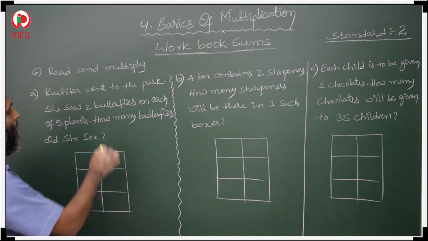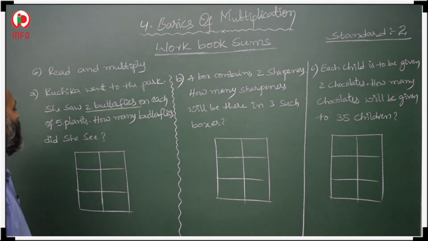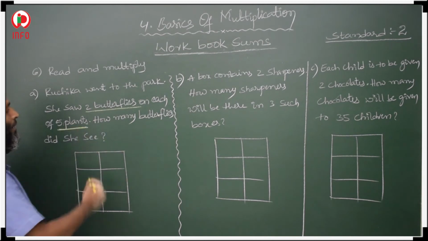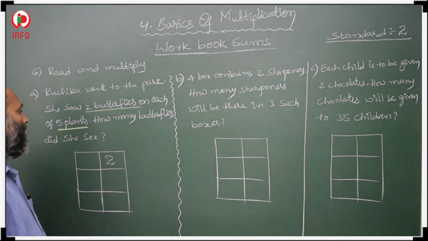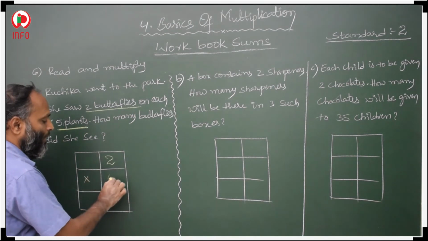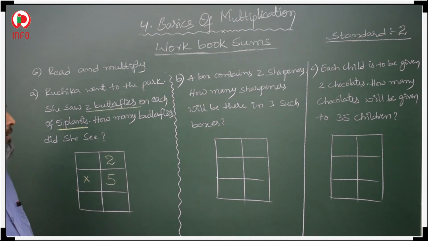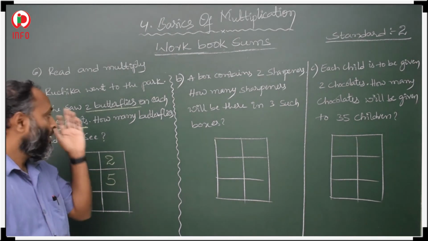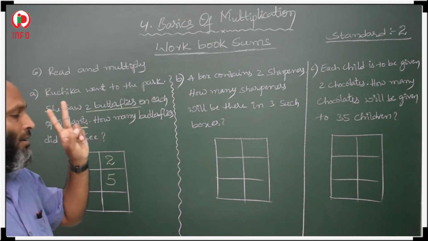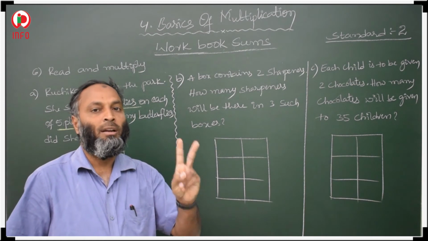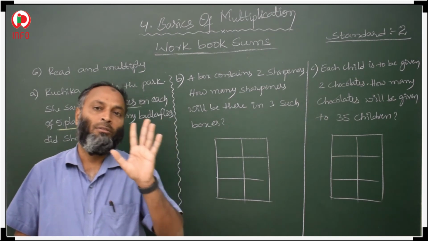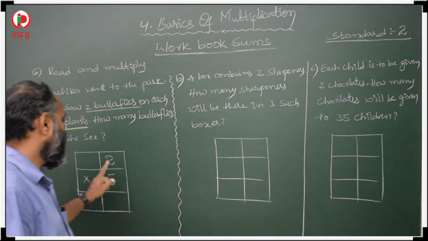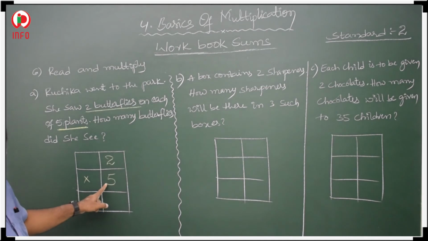She saw 2 butterflies on each of 5 plants. How many butterflies did she see? 2 butterflies on each plant. 2 is on one plant, another plant 2, another plant 2, another plant 2, another plant 2. On total 5 plants, 2 butterflies each. Total how many butterflies are there?